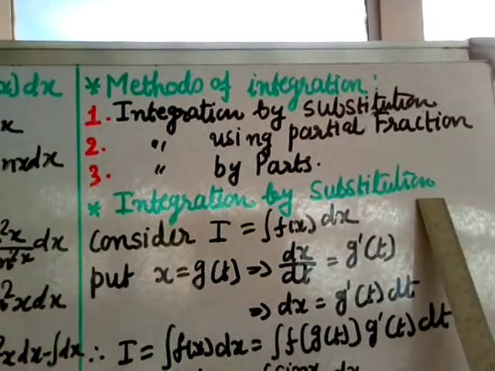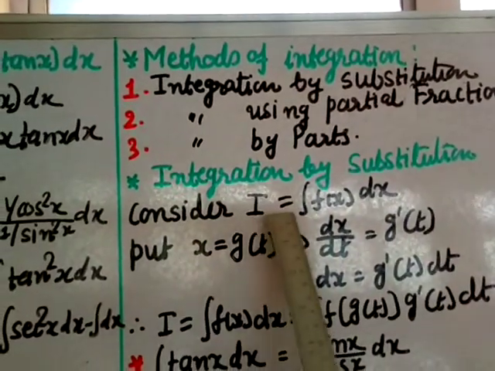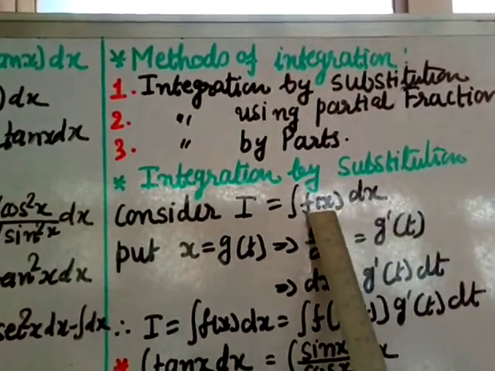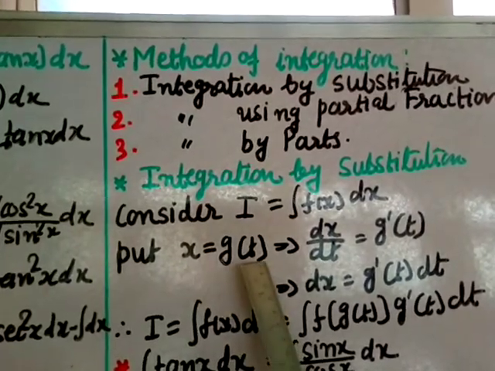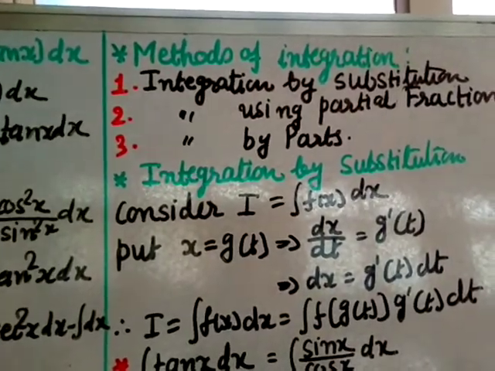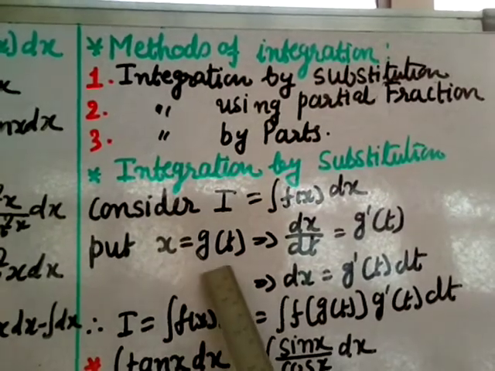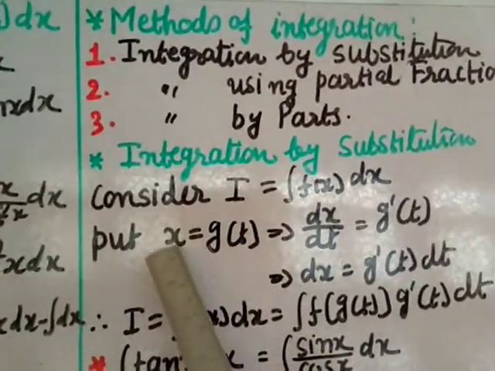So integration by substitution: we are given an integral I equal to integral of f(x) dx. Then we will substitute x equal to g of t, substituting in another variable called t. When you substitute, the first thing is that you have to differentiate. So I differentiate this.